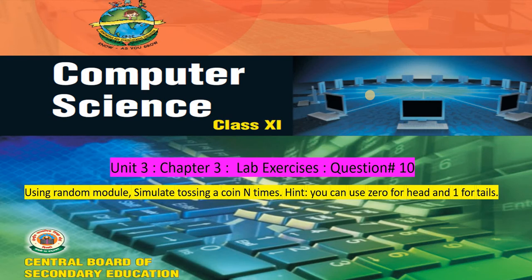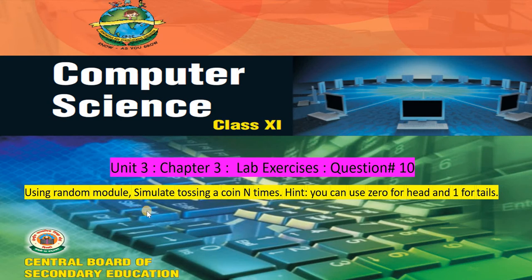In this video, we shall see how to write a Python program to find the outcome of a number of coin tosses. This video provides a solution to the Computer Science Class 11 Unit 3 Chapter 3 Lab Exercises question number 10 of Central Board of Secondary Education. Let's begin. This question states, using random module, simulate tossing a coin n times. Hint, you can use 0 for head and 1 for tail.